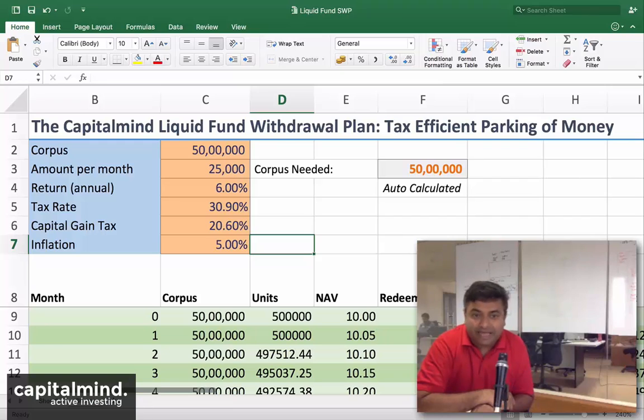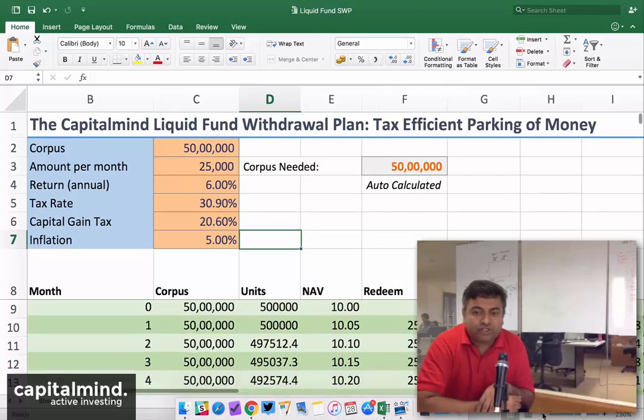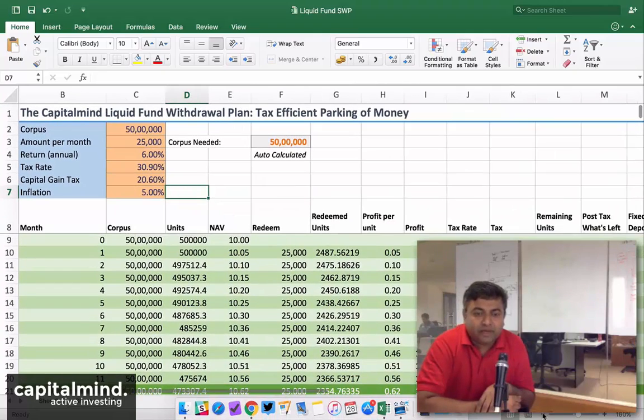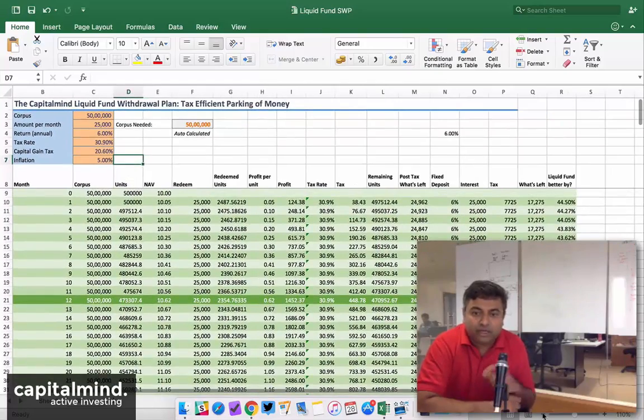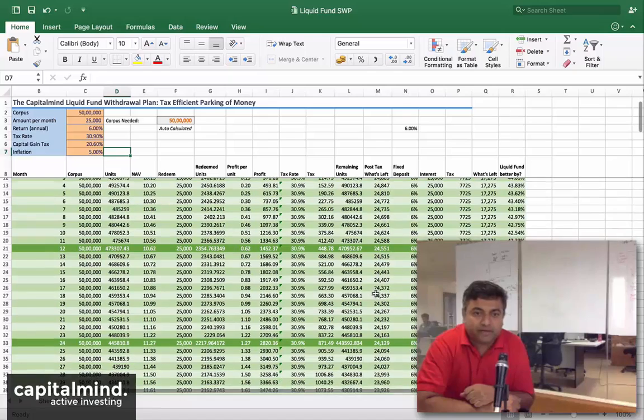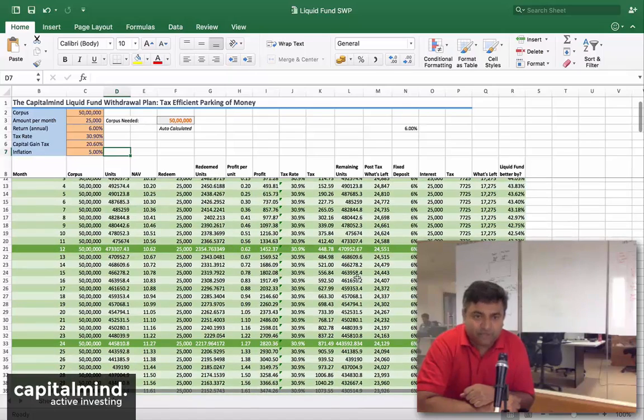You're going to take 50 lakhs. You're going to assume a tax rate of 30% in your tax bracket. And I'll show you the other formulas at a later point. You start with 50 lakhs. Let's go down a little bit further. And I'm going to zoom out this sheet so that you can see this better. You're going to see the month on the left hand corner at 100%. Well, here you go. So let's start with the first month.